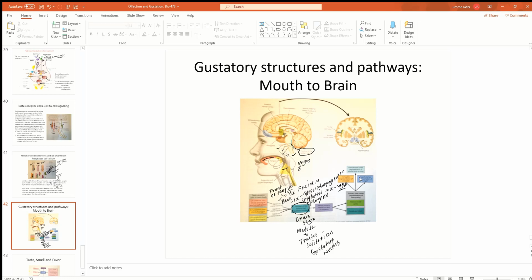Then the signal from the tractus solitarius is taken to the thalamus, which is the major sensory relay station. Of course the thalamus will relay the signal. The thalamus relays a number of sensory signals. So which part of the thalamus will process the gustatory signal? That is the ventral posterior medial nucleus, VPM.